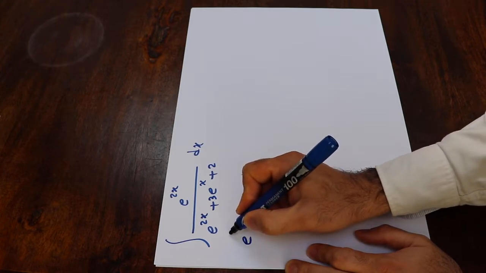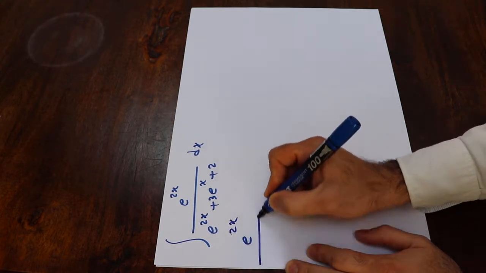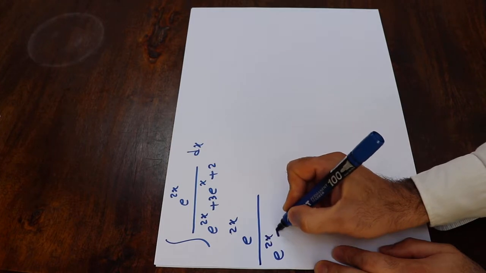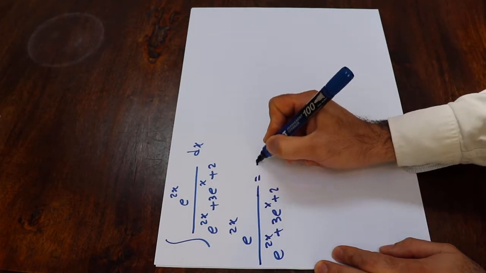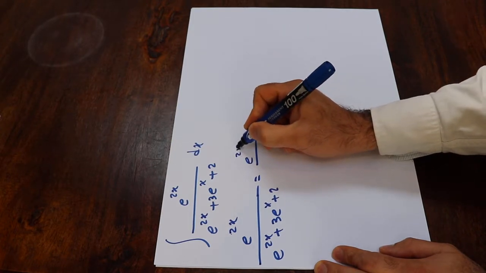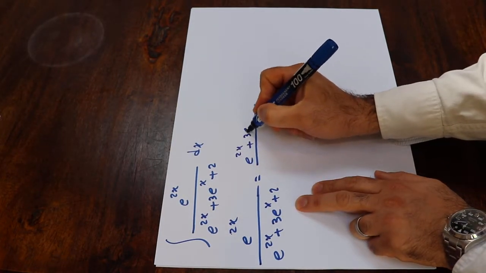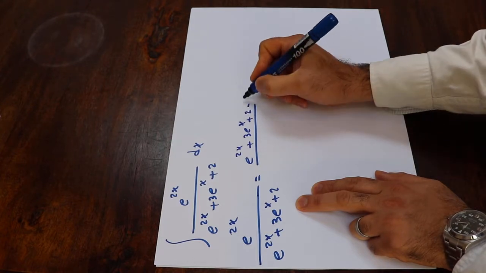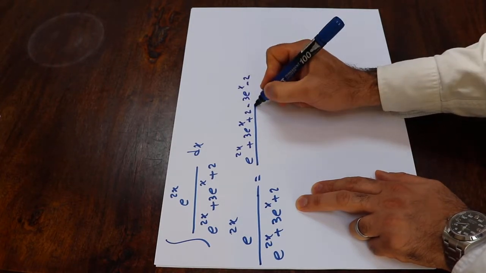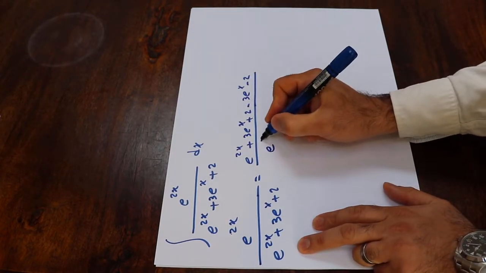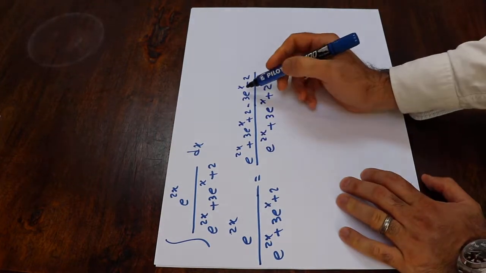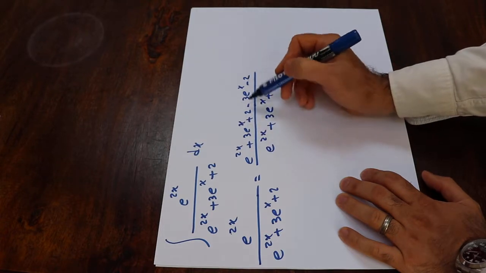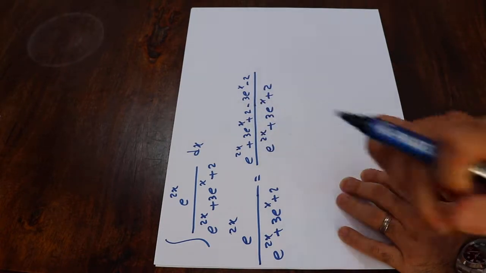Okay, so this e^(2x) divided by (e^(2x) + 3e^x + 2), you can rewrite it as (e^(2x) + 3e^x + 2 - 3e^x - 2) divided by (e^(2x) + 3e^x + 2). Because you see this is cancelled out by this one and 2 is cancelled out by this one, therefore this term is the same as this term.